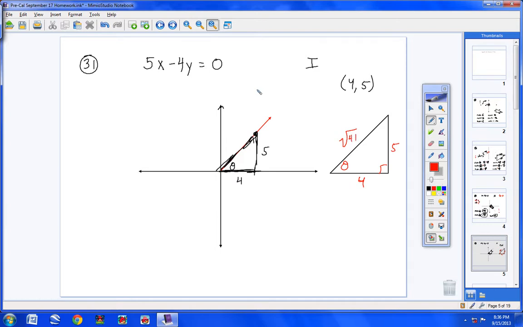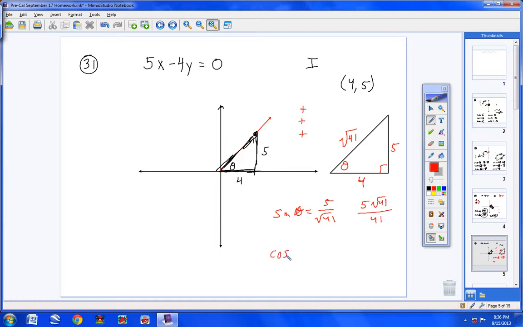Now hold on one second, please. All right, now all we're looking for, let's look at our sine sequence. Everything in the first quadrant is positive, so that's pretty easy. So the sine of theta would be opposite over hypotenuse, so 5 over square root of 41. Let's rationalize, and you would get 5 square root of 41 over 41.